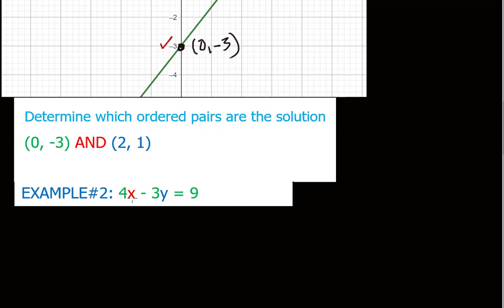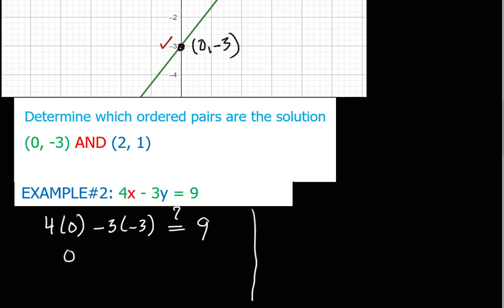So the equation given is 4 times x minus 3 times y equals 9. So we will use direct substitution: 0 for x and -3 for y. Then we have 4 times 0 minus 3 times -3, must be equal to 9? Let's just put a question mark. We're going to check. So 4 times 0 is 0. -3 times -3 is a plus 9. So 0 plus 9 is 9. 9 is equal to 9, which is true.